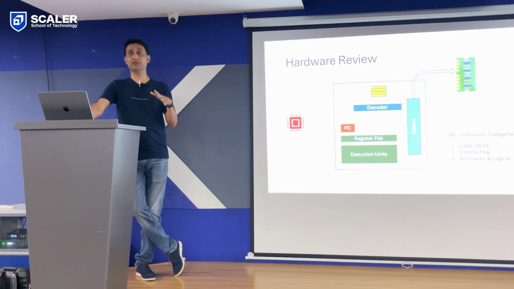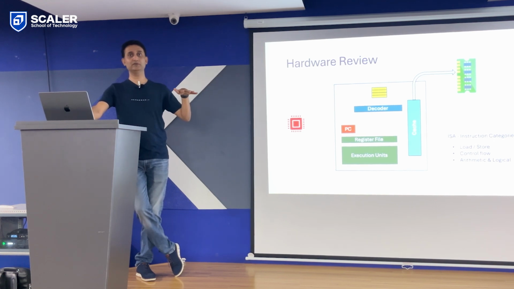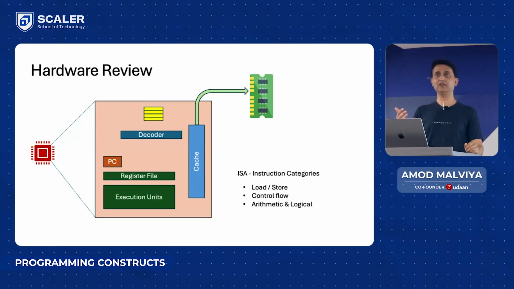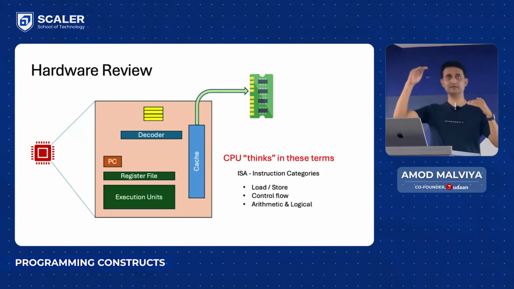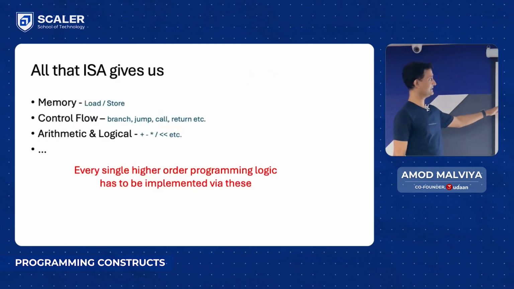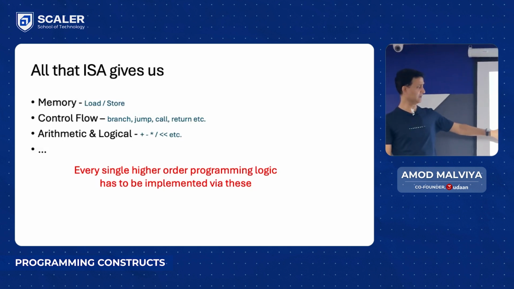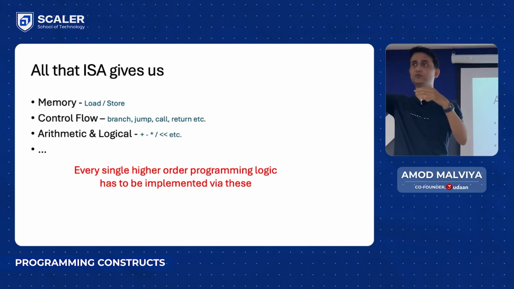So even on the kind of laptops and the CPUs that you would normally encounter, the instruction categories are actually not many. Basic load store for memory access, loading from memory, storing to memory, control flow, which is branching and if conditions and stuff like that, arithmetic and logical, which is the plus minus multiply divide kind of thing. Okay, CPU thinks in these terms. What we want to focus on is that given what the ISA gives us are very, very basic primitives, while the kind of language that we use is extremely high level, how do these two get married?